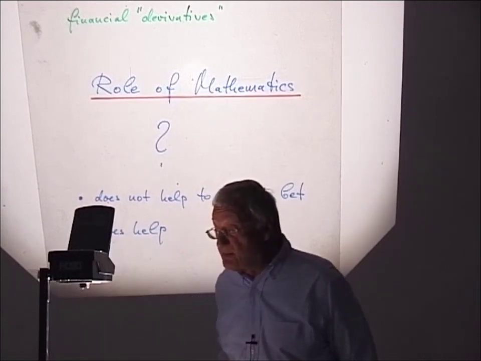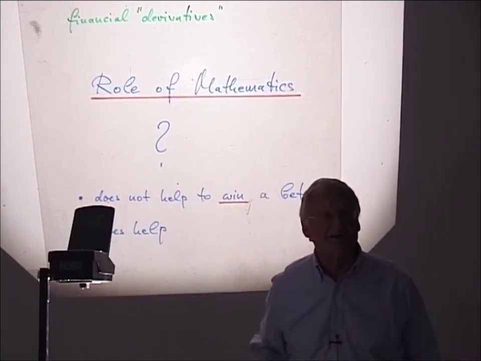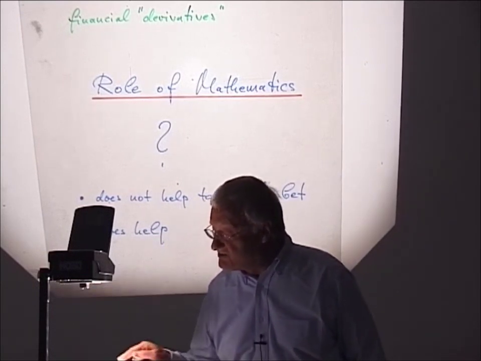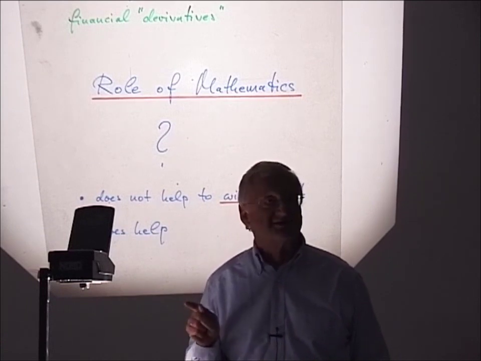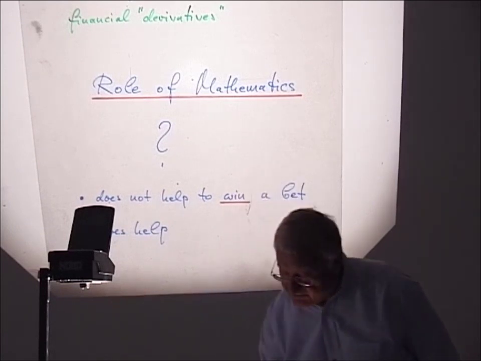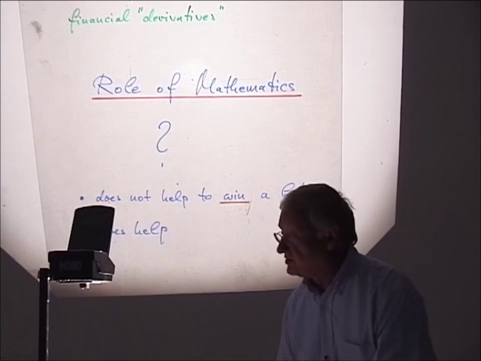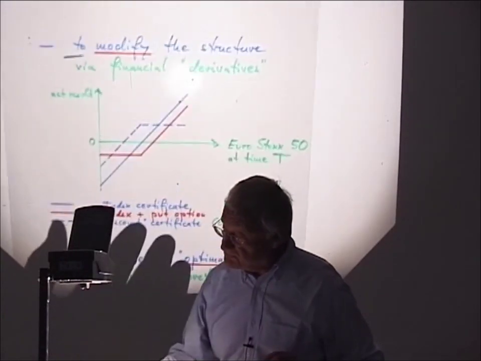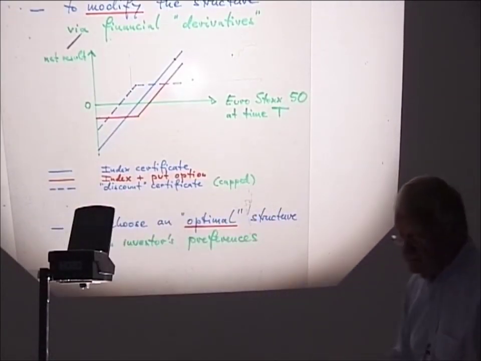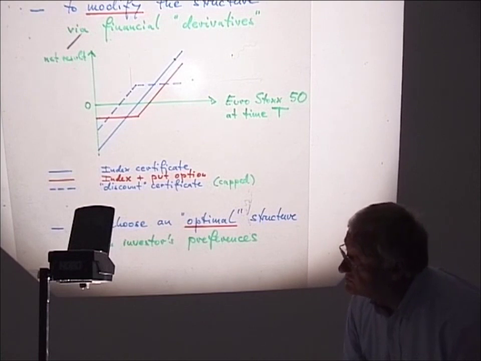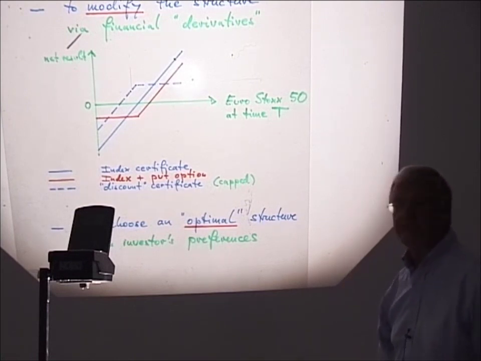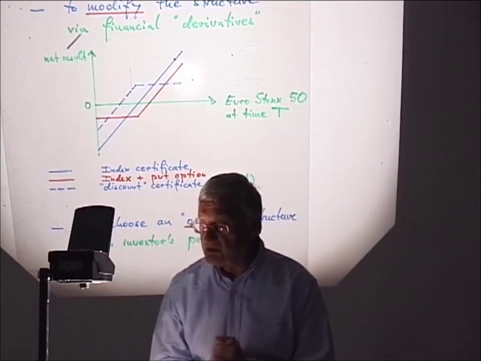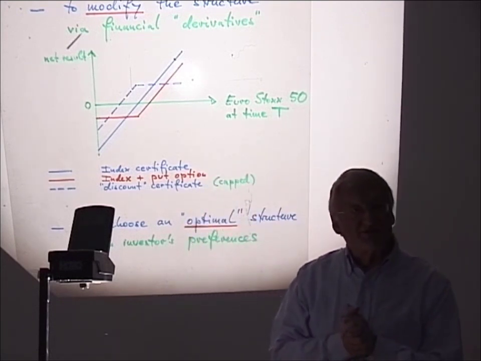Now, what is the role of mathematics in this? Like in any other kind of bet analysis done in probability theory, it certainly does not help to win a bet. And that's also true for mathematics in finance, but it does help a lot. It helps to clarify the structure of a bet. So you can try to see whether a bet looks fair, which typically means, is the price okay? Does it even look favorable? Or does it look acceptable?